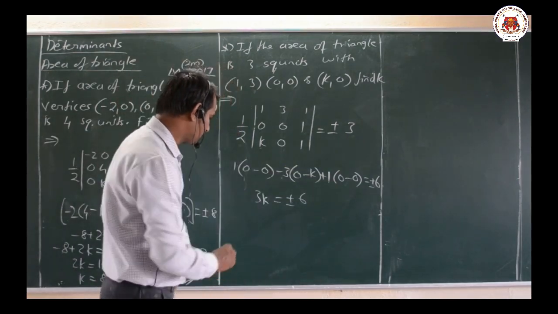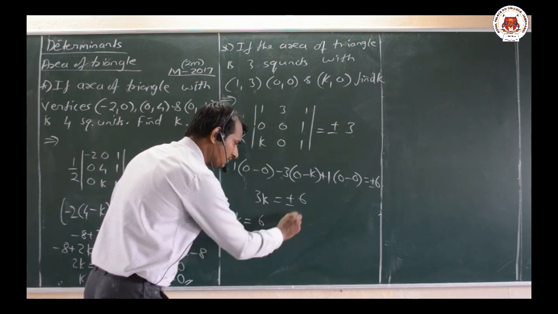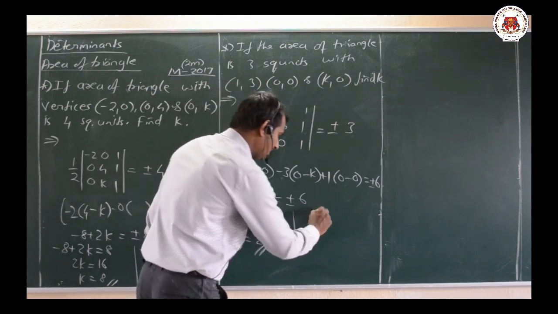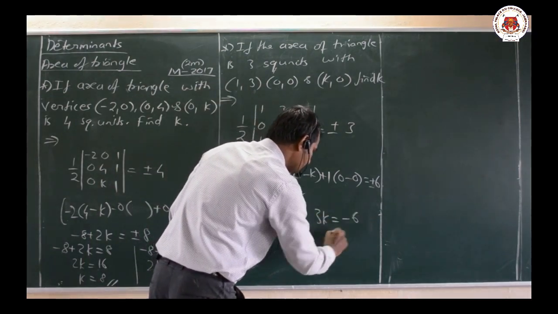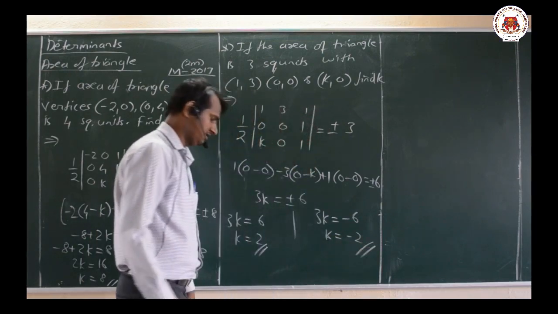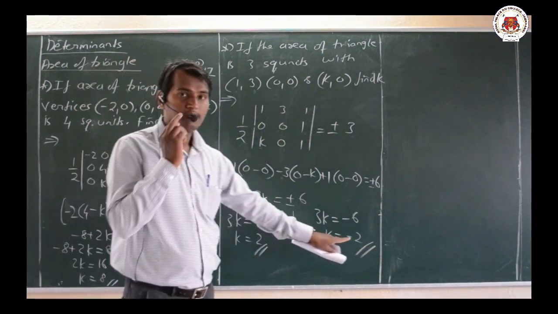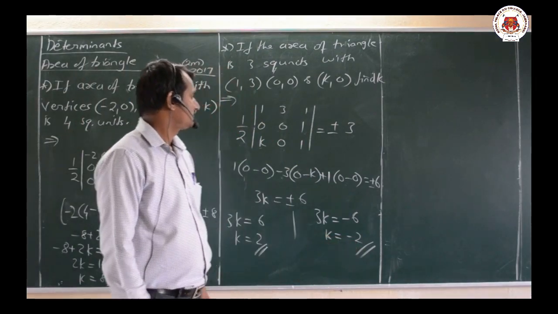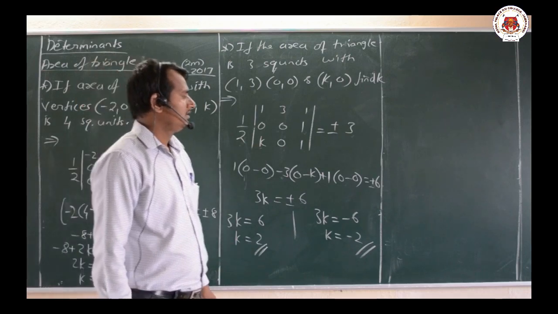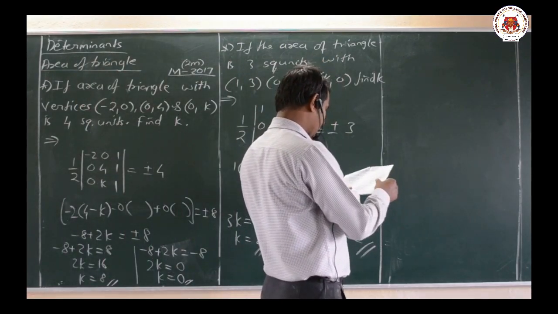What we get here: 3k equal to 6 for positive 6, k equal to 2, and again 3k equal to minus 6, k value equal to minus 2. That is the required result. Hence the k value can take either 2 or minus 2. Okay, fine. Friends, let us move on with one more problem related to this particular kind.